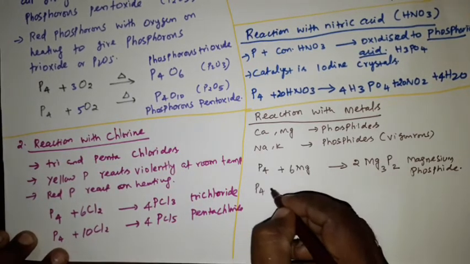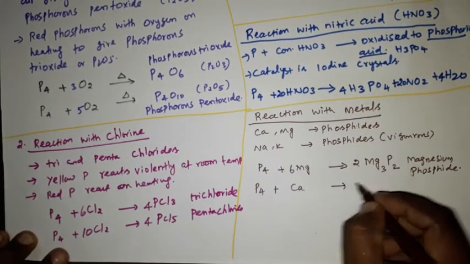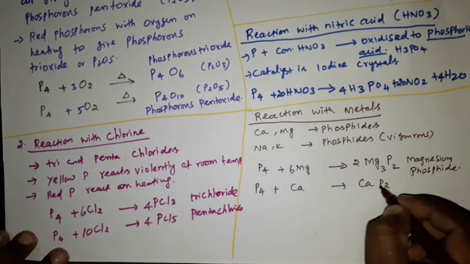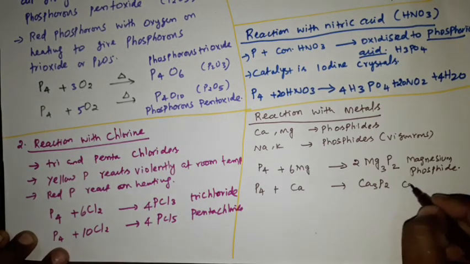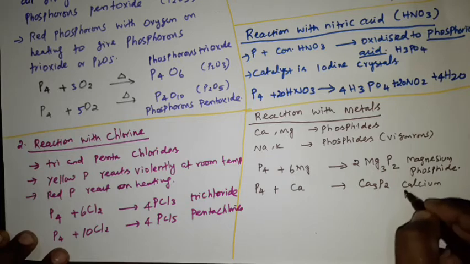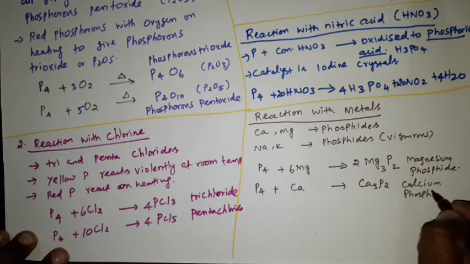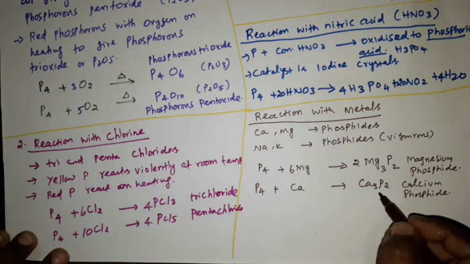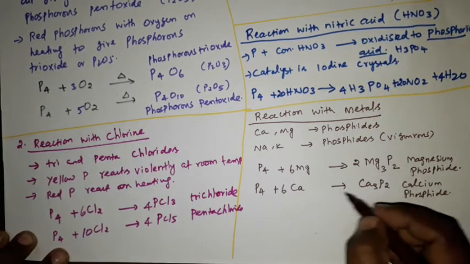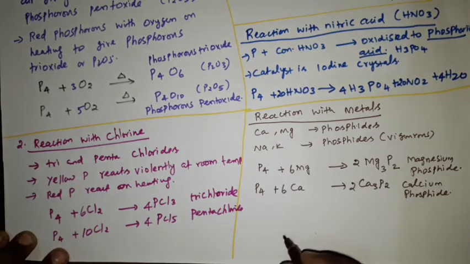Next, phosphorus with calcium. We get calcium phosphide, Ca3P2. This is calcium phosphide. Now balance the equation. Put 6 here and put 2 here. Now the equation is balanced.